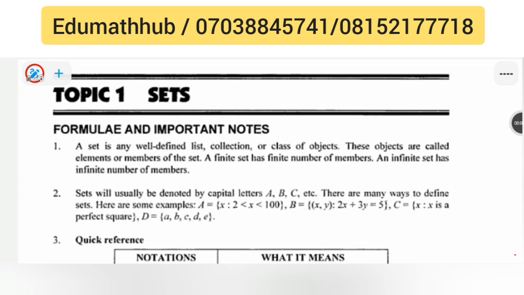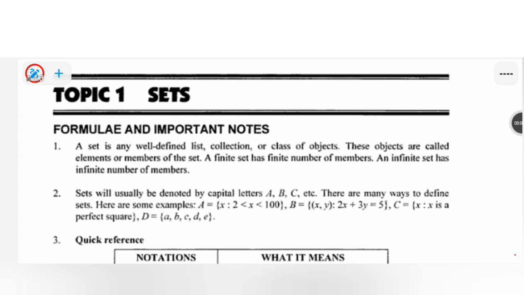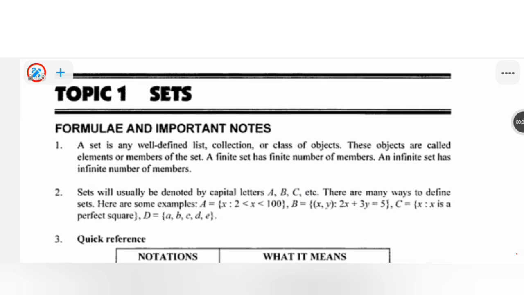Okay, so this is operation on set. But before we move on, let's have a quick recap of the basics of set. In the last class, I told you guys that a set is any well-defined list or collection of similar objects that are combined together in a curly brace.